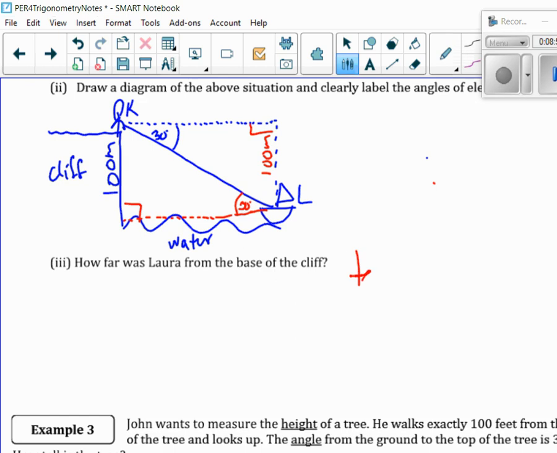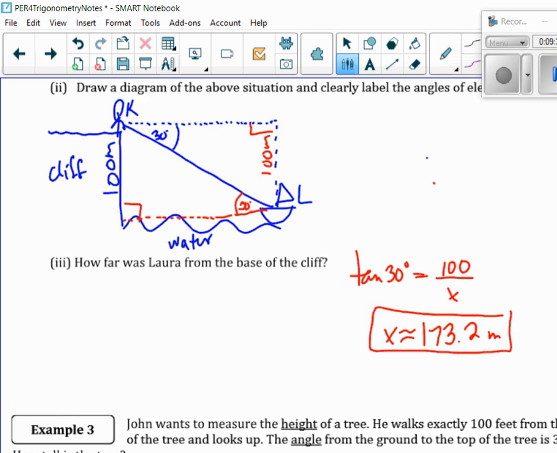So yes, tan 30 degrees is equal to opposite, which is 100, over the width, which we'll call x. So x is approximately, what did you guys get? Yeah, 173.2 meters. Any questions there? Okay, let's keep going.